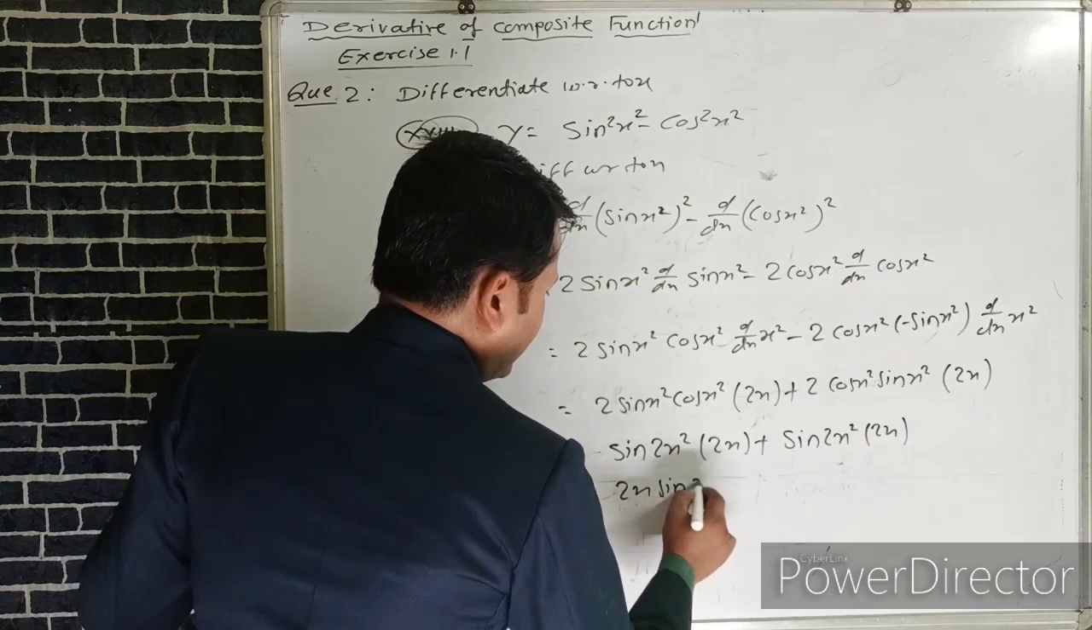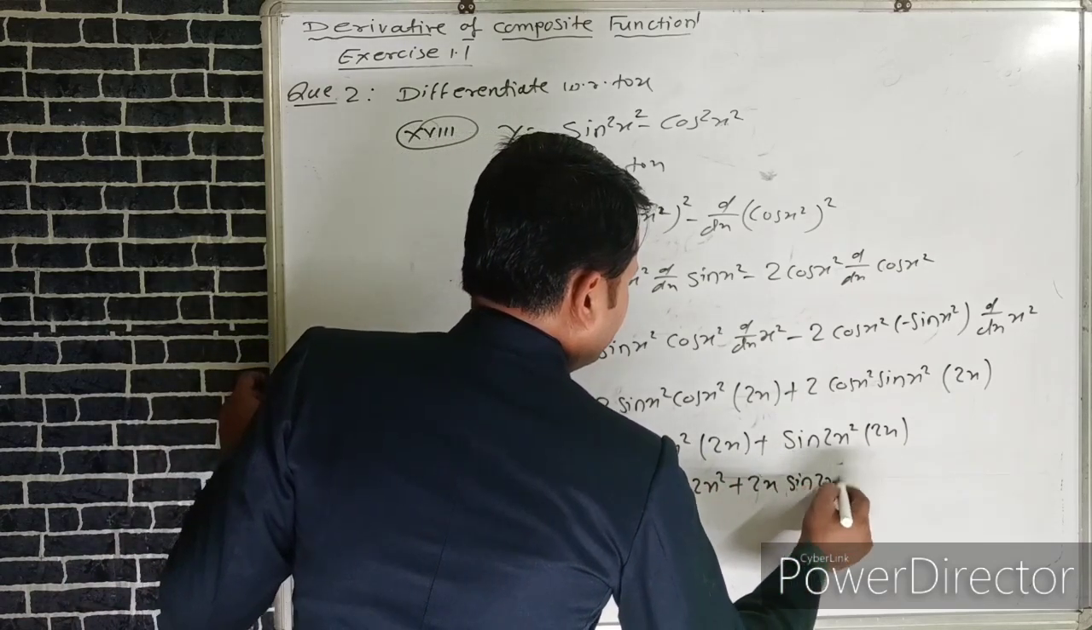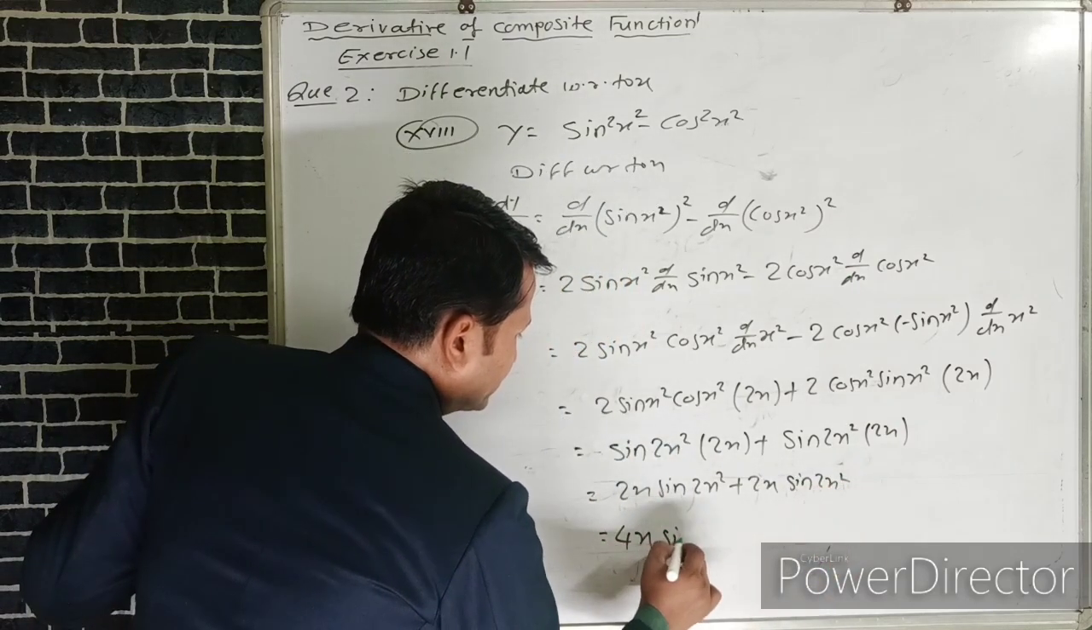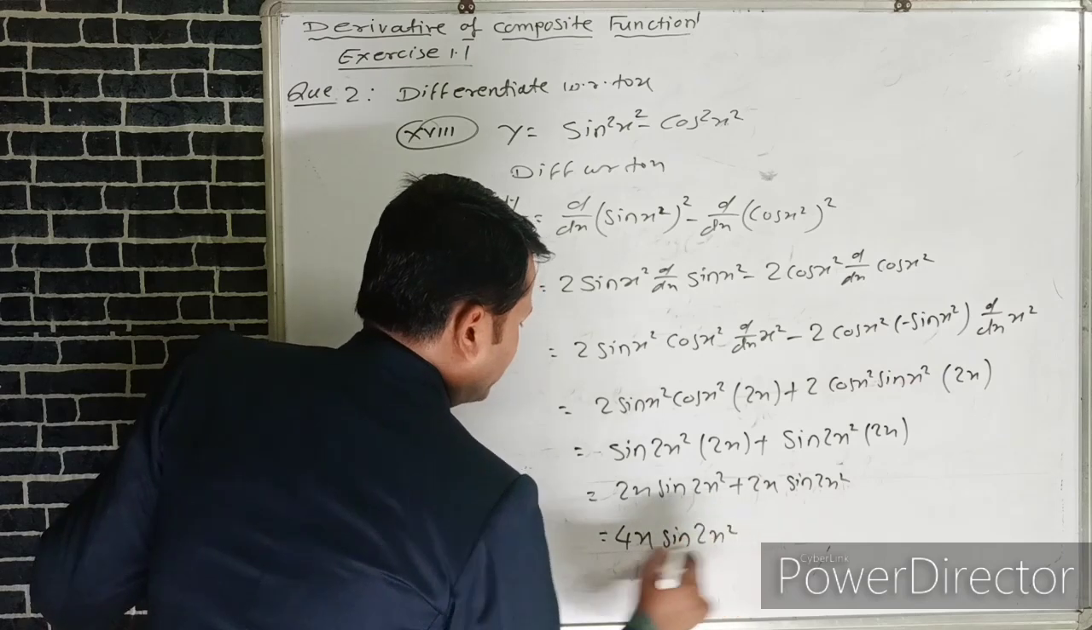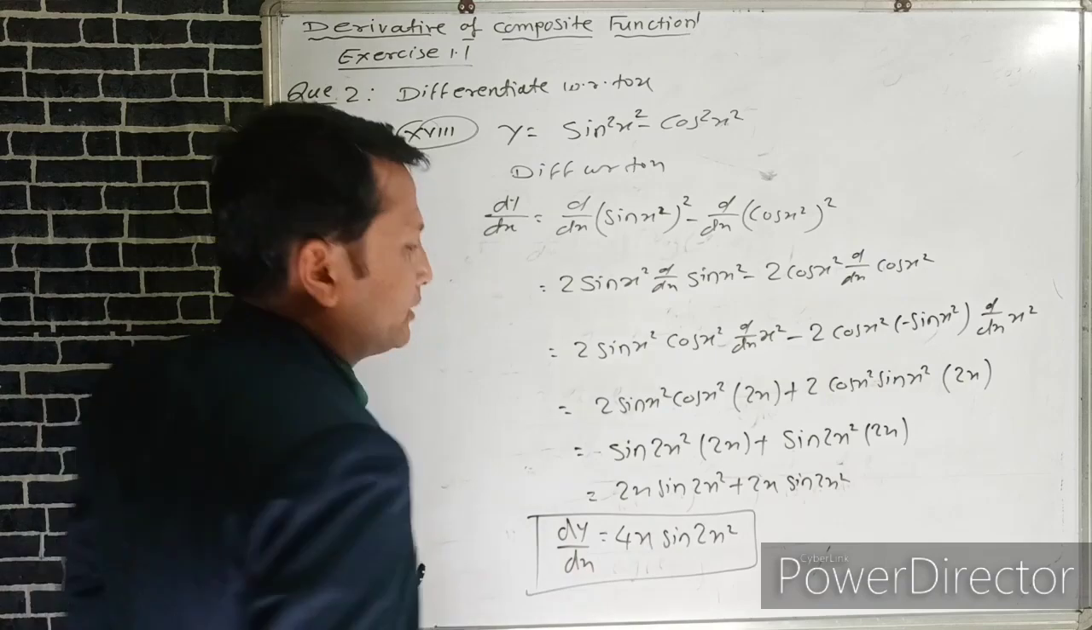2x sin of 2x square plus 2x sin of 2x square is 4x sin of 2x square, which is the required derivative of y, dy upon dx.